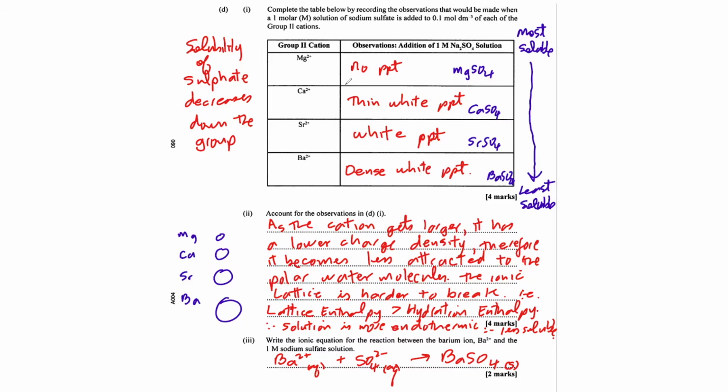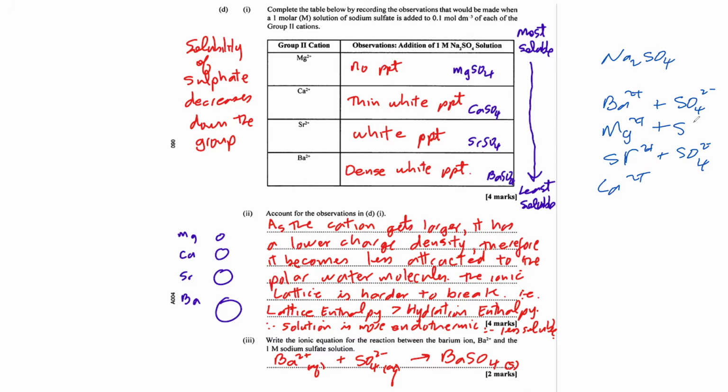We should know that the solubility of the group 2 elements decreases down the group. And so when you react sodium sulfate, which is aqueous and soluble, with our barium ions, our magnesium ions, the strontium ions, Sr, and the calcium ion, you'll see that these ions are combining with the sulfate from the sodium sulfate. And so you should observe precipitate of various size or no precipitate.